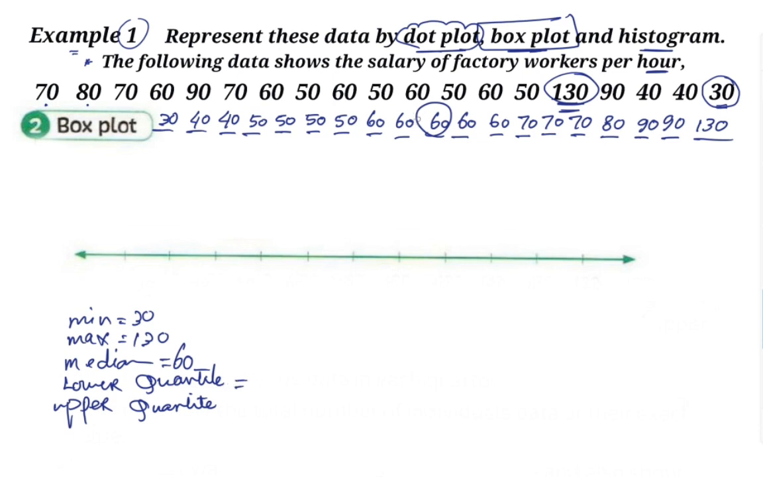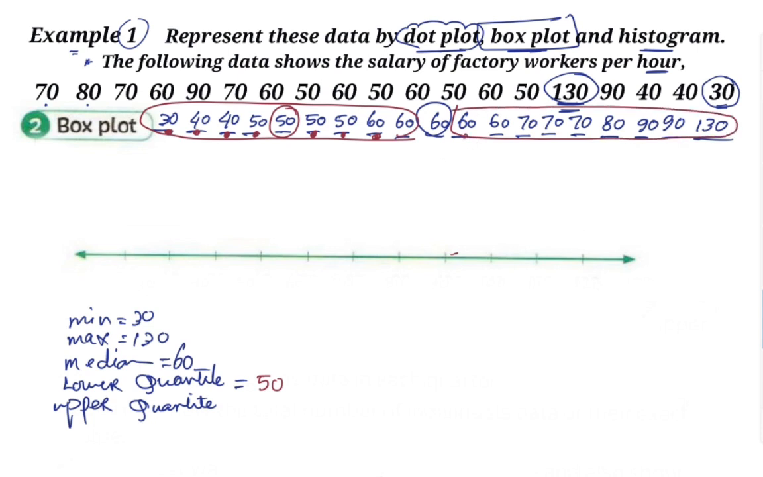Okay, now go to the lower quartile. Look here at this span. Okay, the same thing: one from the left, one from the right, one from the left and one from the right. Now, what's the lower quartile? It's 50. Go to the upper, this span. Leave one from left, one from right, again and again. You find it is 70.